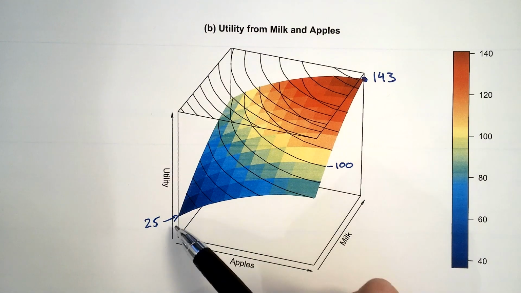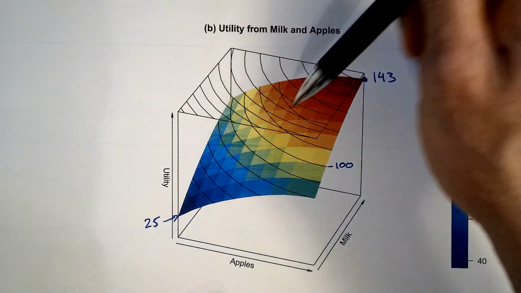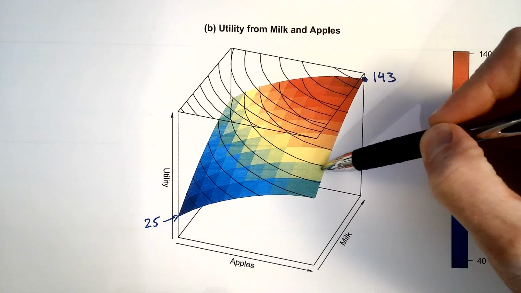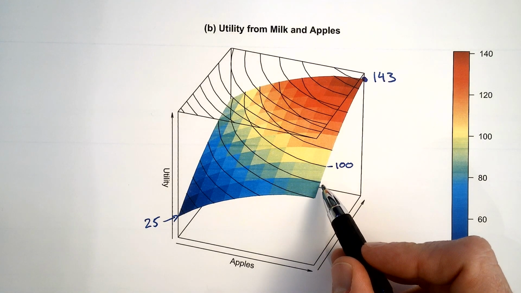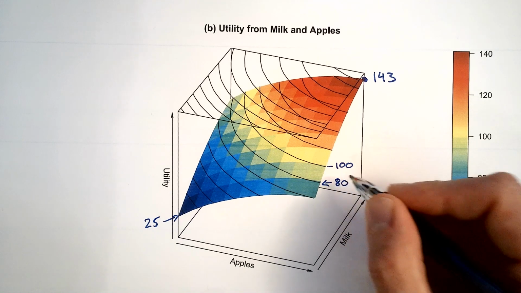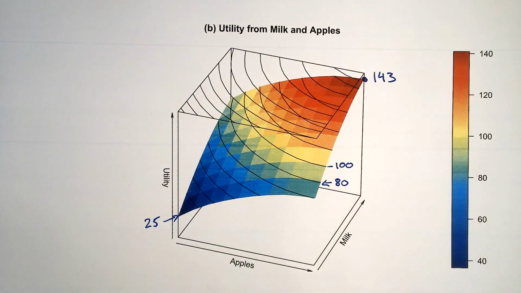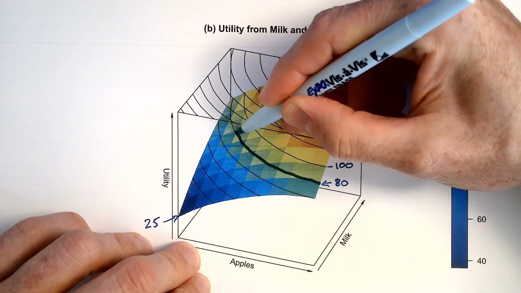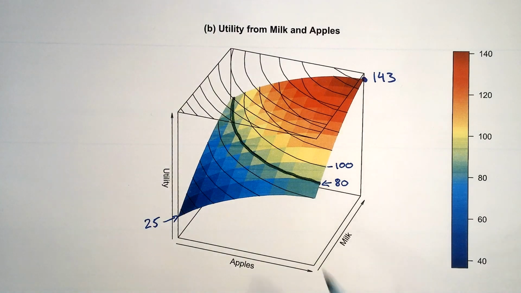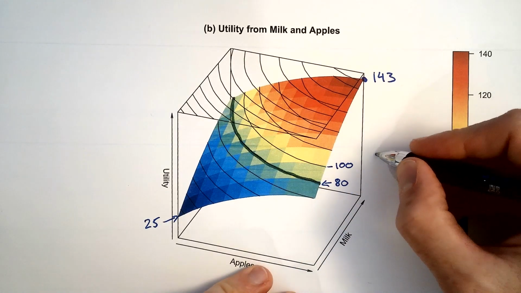Now think about this three-dimensional graph that you can also look at from above, where you have contour lines like this one that shows you all the combinations of milk and apples that give you a utility level of 100. And for example, maybe all the bundles that give you a utility of 80. So you can see that this is a contour line that shows you all the consumption bundles that give you the same utility. And a contour line like this is called an indifference curve.